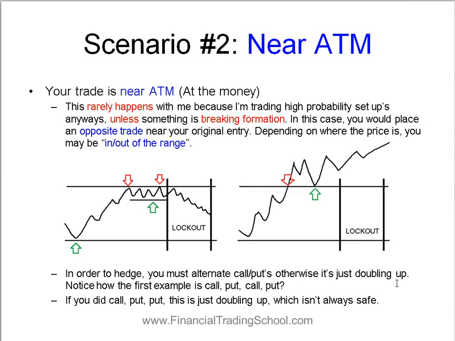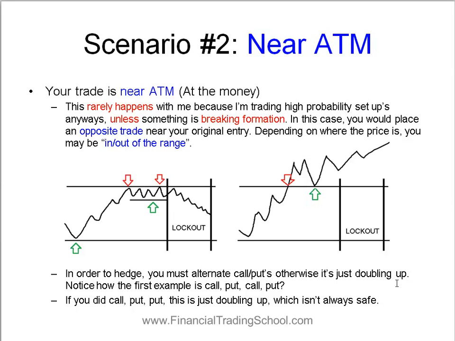For the second scenario, this is when you're near at the money. This rarely happens with me because I'm trading high probability setups anyways, unless something is breaking formation. As I outlined in the price action lessons in BO202, 203, and 204, I'm prepared to lose the first trade and the last trade of every session because you don't know when you enter the markets. Maybe the support resistance level is about to break, either at the beginning or at the end, such that in the event that you're able to spot the break, then you can place an opposite trade near your original entry, and depending on where the price is, you may be in or out of the range.